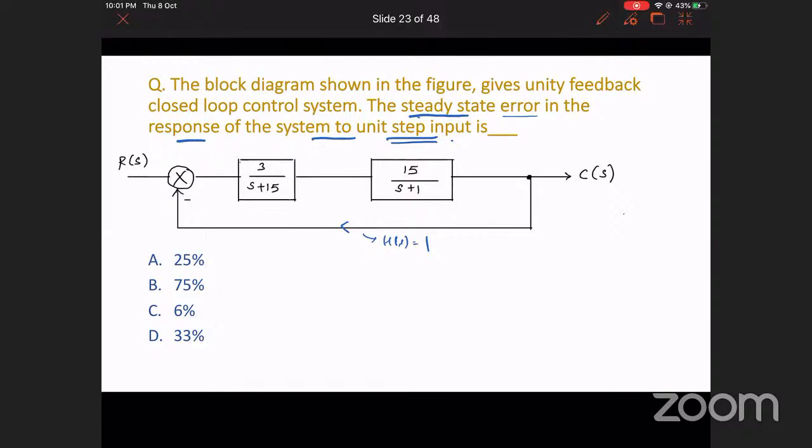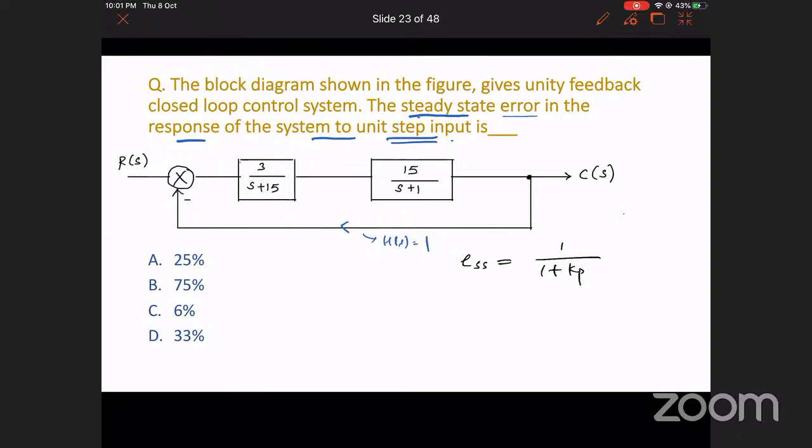Okay, let's see. For steady state error, when it is a unity feedback system, I know that ESS is simply 1 upon 1 plus Kp, guys. This is applicable only when it is a... Okay, now you are changing the answer. Option B, you are saying for sure.